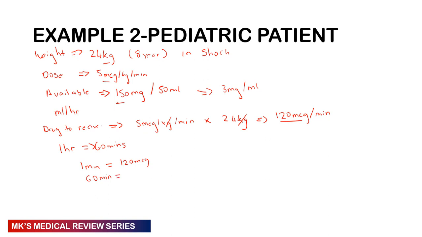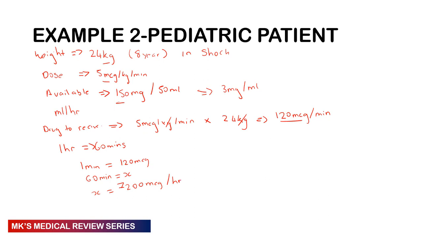We say this is X. So we solve for X by multiplying 60 by 120. That gives us now our 7,200 micrograms in an hour. So this is per hour or per 60 minutes. So we're receiving this amount.